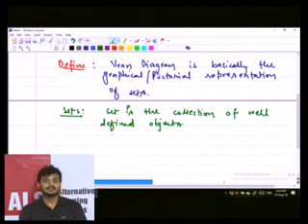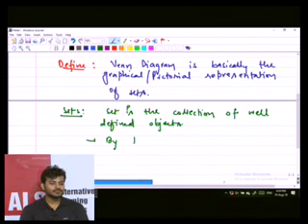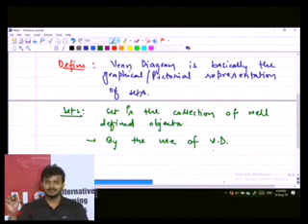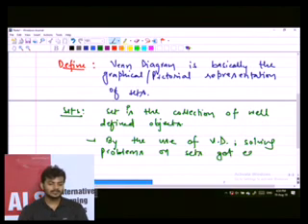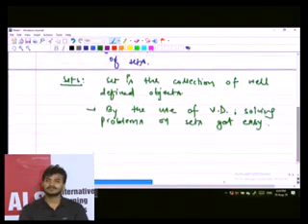Now why do we actually use this set? Why the use of Venn diagram? Solving problems on sets gets easy. It gets easy to solve via graphical analysis or this representation.